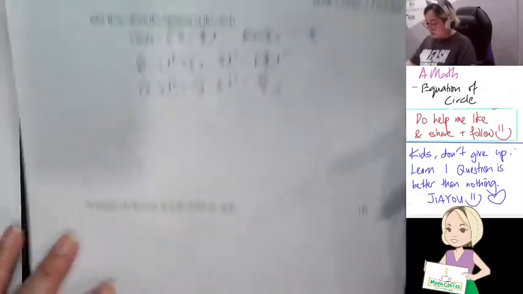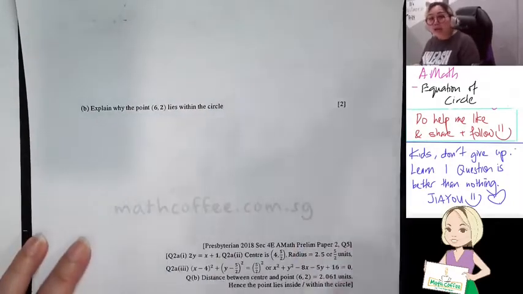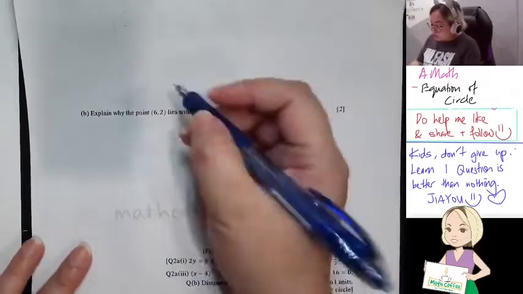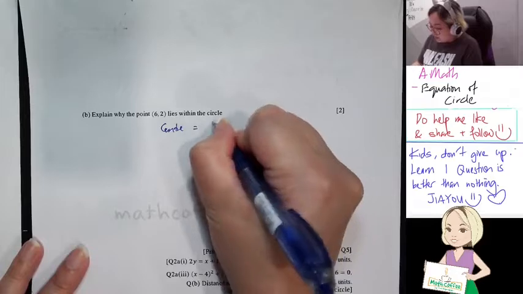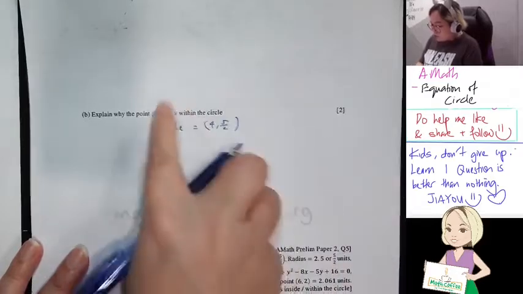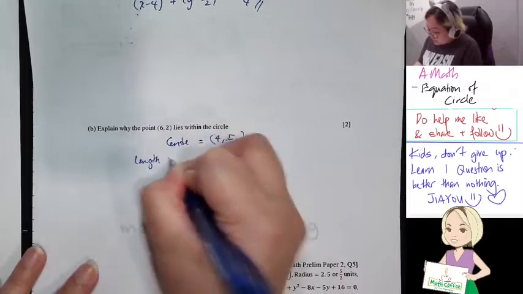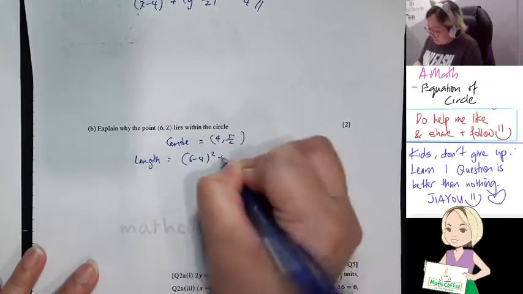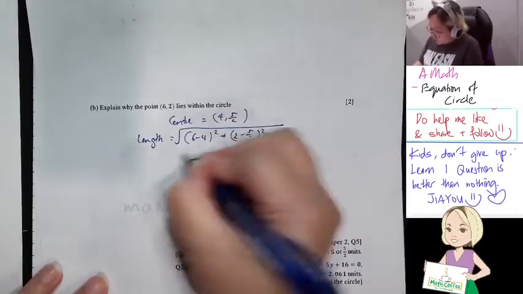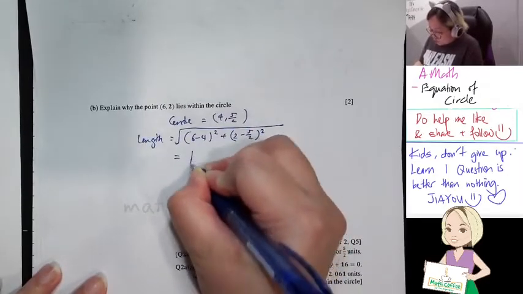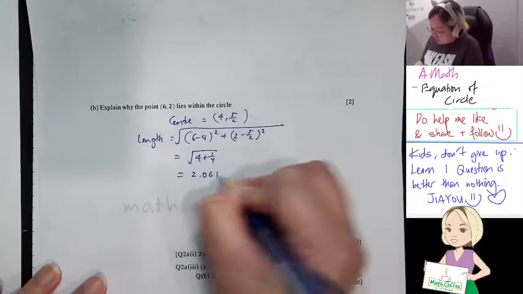So, answer. See? Every time they ask this question, explain why the point lies within the circle, whenever this question comes out, write out the center. The center is (4, 5 over 2). So, let's find the length. Square root of (6 minus 4) squared plus (2 minus 5 over 2) squared. So we will get square root of 4 plus 1/4, which is 2.061 units.